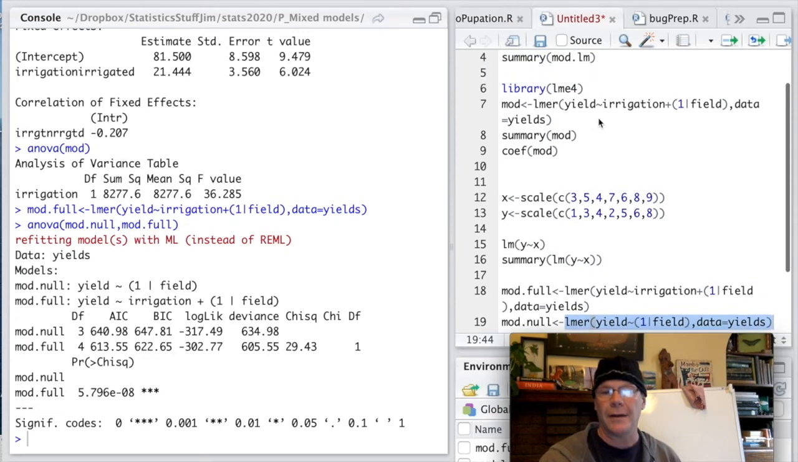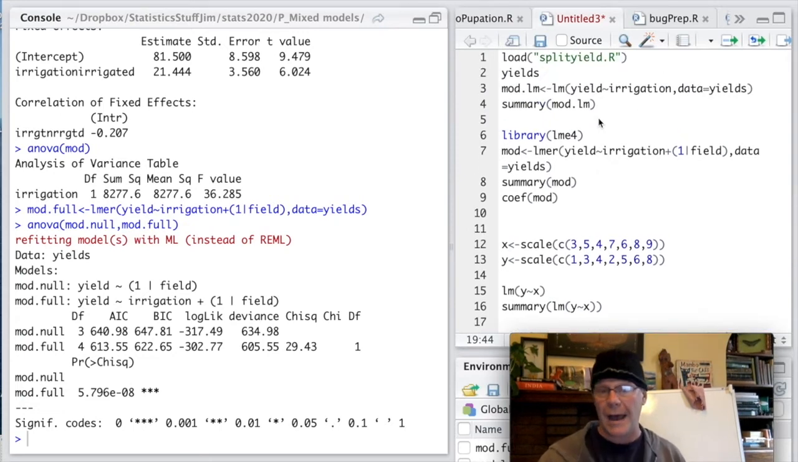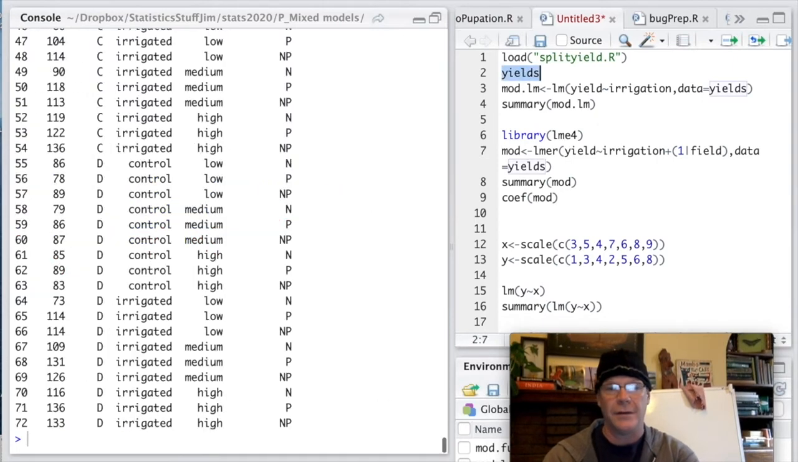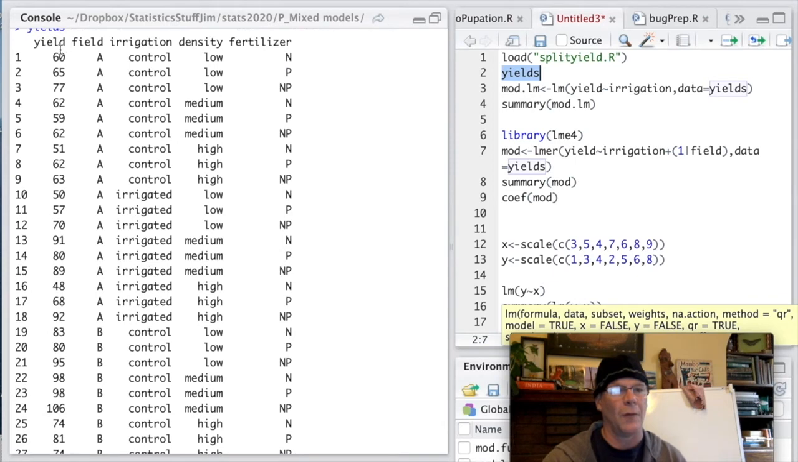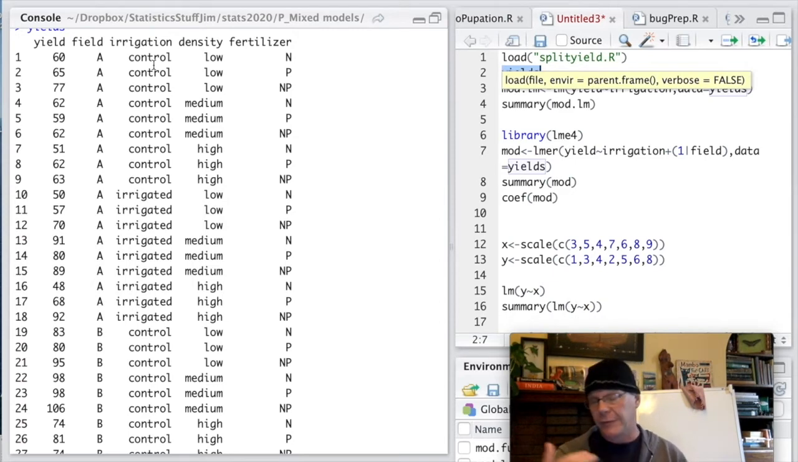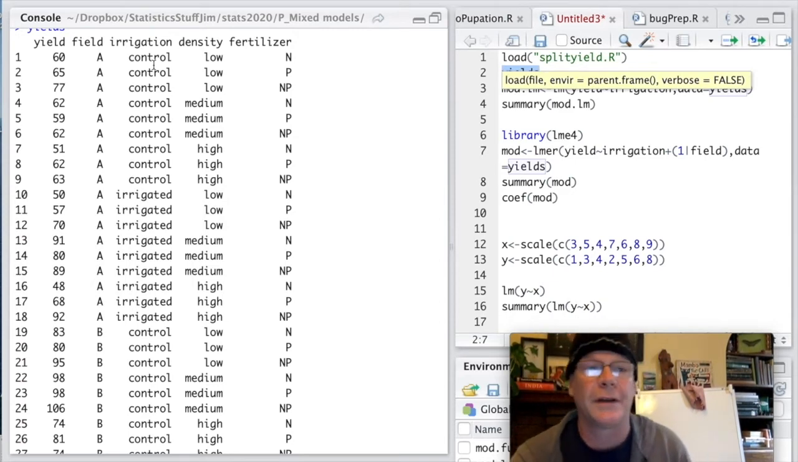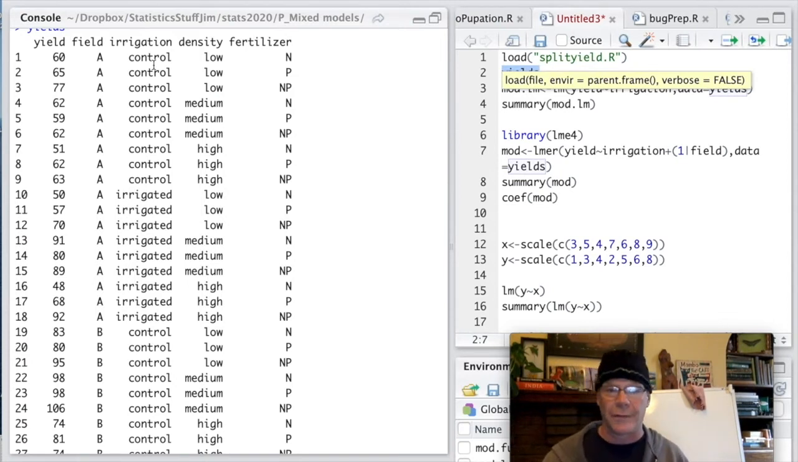So just to remind ourselves of where we are at, we had these data called yields. And within yields, we had what? Well, we were interested in determining whether or not these different factors, irrigation, density, and fertilizer, somehow influence yield. And what we've been playing with thus far is just a simple model where we're only including irrigation in the model. We're ignoring the fertilizer and the density treatment. But then we also conducted this experiment across 4 fields.